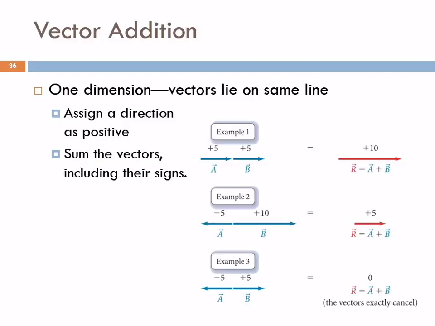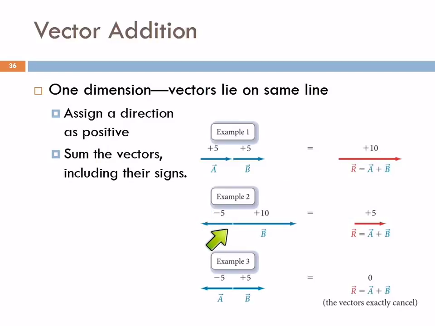In one dimension, the vectors lie on the same line. So decide which direction you're calling positive, and then add the vectors together. So if we have two vectors going in the same direction, and they each have a magnitude of 5, when we add these together, we're going to have a vector that has a magnitude of 10.